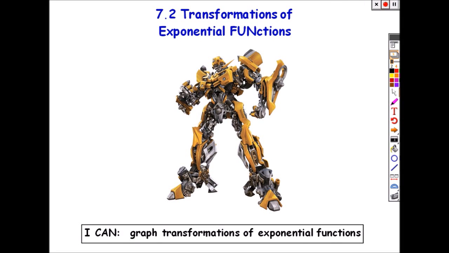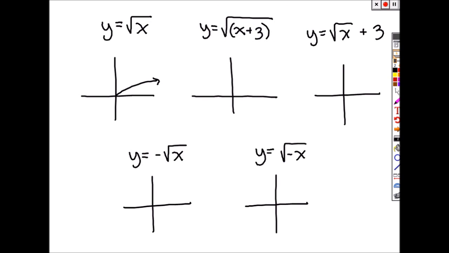Section 7.2 is on transformations of exponential functions, and this is a common theme that's recurred throughout the book: transformations of parent graphs. For instance, last chapter we looked at the parent graph y equals the square root of x. And if I add 3, and that's attached to the x under the square root, that should move the parent function 3 units to the left.